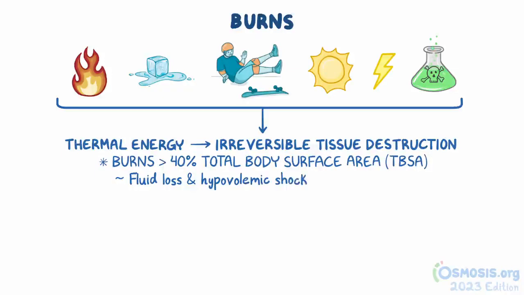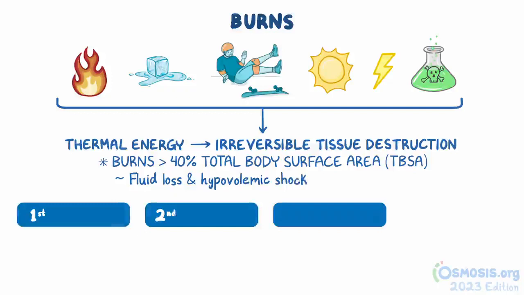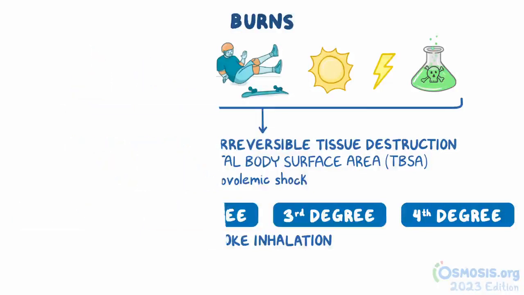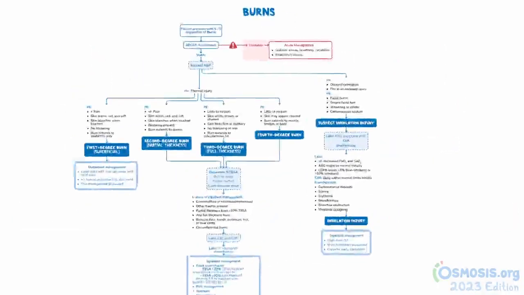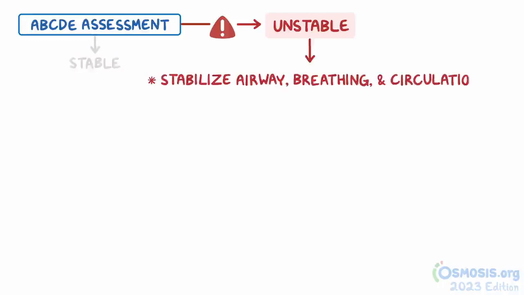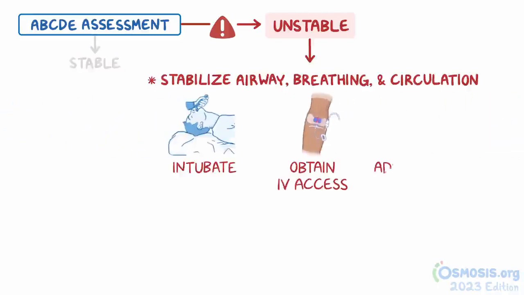Burns are classified based on the depth of injury into first, second, third, and fourth degree burns, as well as burns accompanied by smoke inhalation. When evaluating a patient with burns, your first step should be an ABCDE assessment to see if the patient is unstable or stable. If the patient is unstable, first stabilize their airway, breathing, and circulation. This means that you may need to intubate the patient, obtain IV access, and administer fluids before continuing with your assessment.